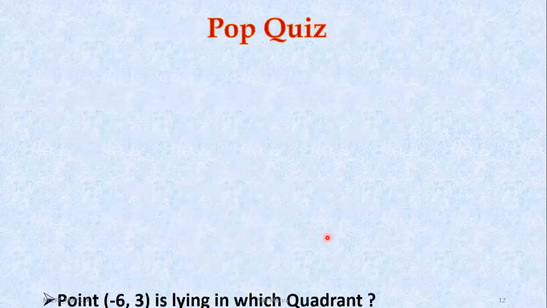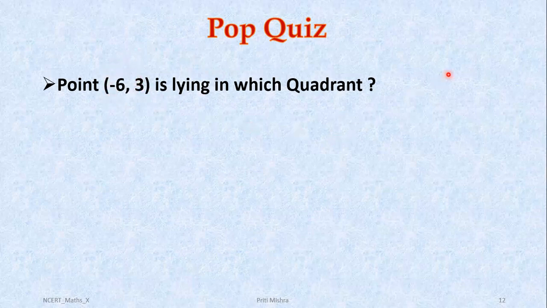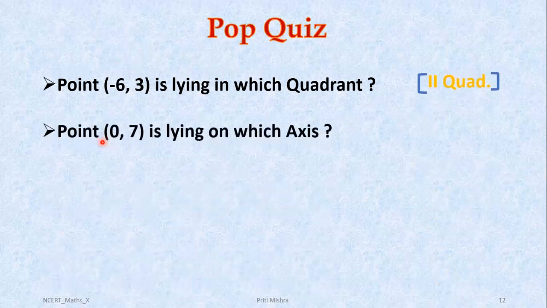Now get ready for the pop quiz. So the first question is, point (minus 6, 3) is lying in which quadrant? Yes, you can find it out easily. Just check the sign convention here. Here you have minus, plus. So what's the answer? The answer is second quadrant. Next question, point (0, 7) is lying on which axis? Yes, here you can see the x coordinate is 0. I have explained to you where the x coordinate remains 0. So the answer is y-axis.